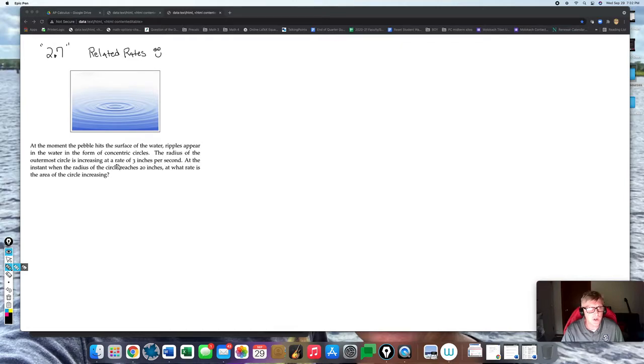So there's the word rate. And the word increasing is also a very important word. And the fact that we're dealing with a circle, okay? And the circle's radius is what's increasing, okay? Let's read the last sentence. At the instant when the radius, there's that word again, when the radius of the circle reaches 20 inches, at what rate is the area of the circle increasing? Okay, so let's get this down to start with.